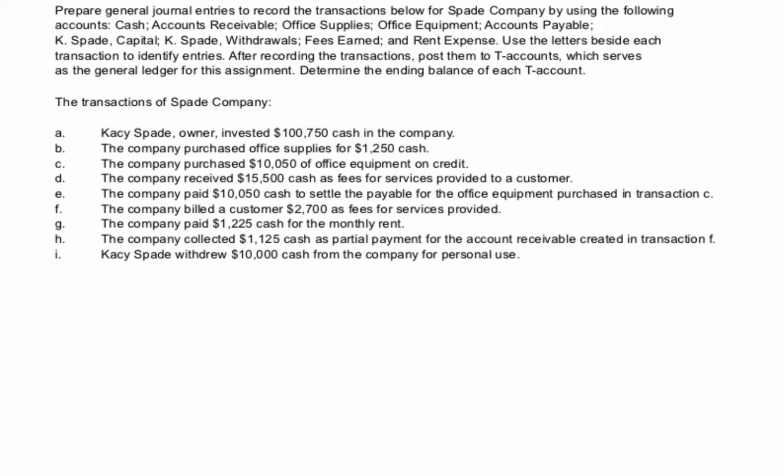So this first one, we see an owner doing something, and people will often have difficulty separating the owner as an individual from the company as an entity. And so what we're doing with these journal entries, that was fast.